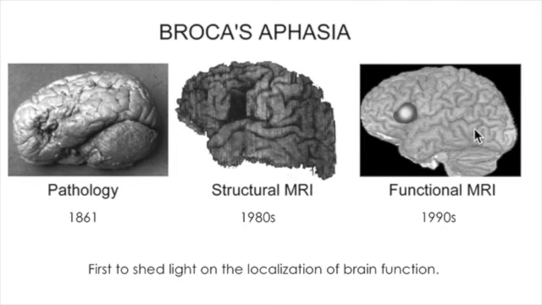Since then, we've had structural and functional magnetic resonance imaging technologies that have also pinpointed generally the same region, the inferior frontal gyrus, as causally involved in the production of speech, right? So because of this idea of a specific region of the brain being tied to specific cognitive functions such as language, Broca is really credited as the first to systematically shed light on the localization of brain function.